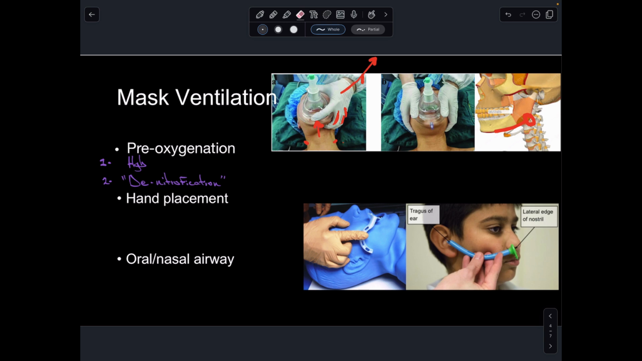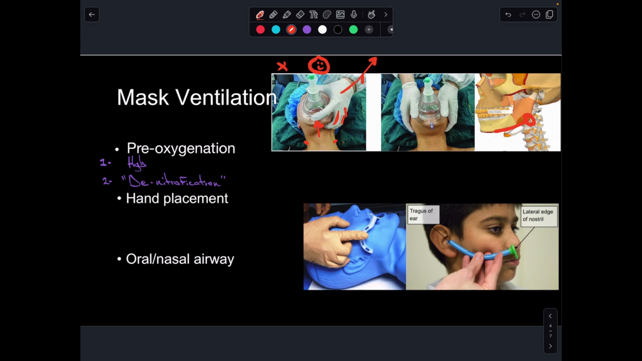As you form this seal, and you lean back and you're able to feel like you're in control, you're then going to take your right hand over here and grab the bag and begin to squeeze the bag to deliver tidal volume breathing. As you're doing that, you'll take your focus, your head, and look at the monitor, and there's a few things that you can look for to see if you're adequately mask ventilating.